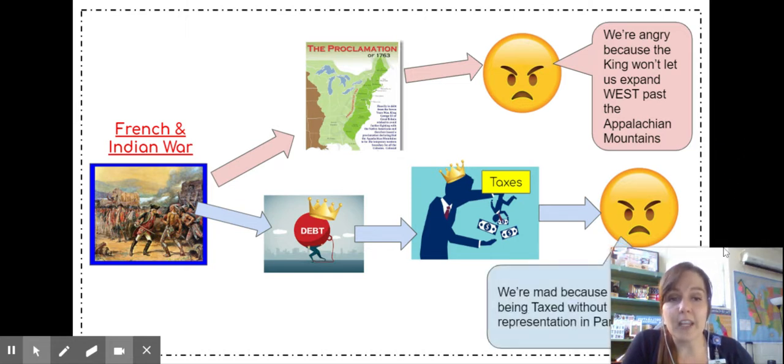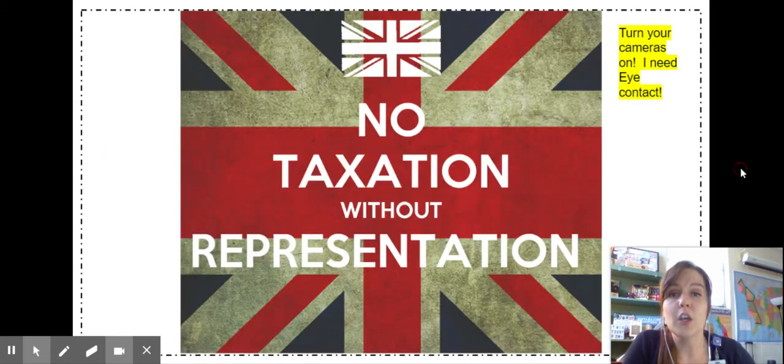The colonists aren't angry about paying taxes. The colonists are angry because they're not represented in Parliament, and the colonists had no say on whether or not they agreed or disagreed with the taxes. So the real main cause of the frustration regarding taxes is no taxation without representation.